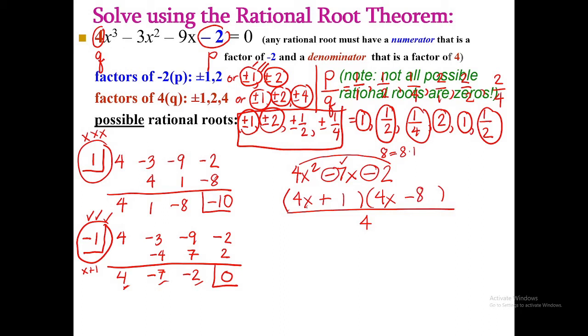Now, ma-factor ba ning 4x plus 1? Dili, sir. Dili, bring it down. Next, ma-factor ang 4x minus 8? Yes, sir. For a while class ha, kay magawas akong pagumangko for a while.